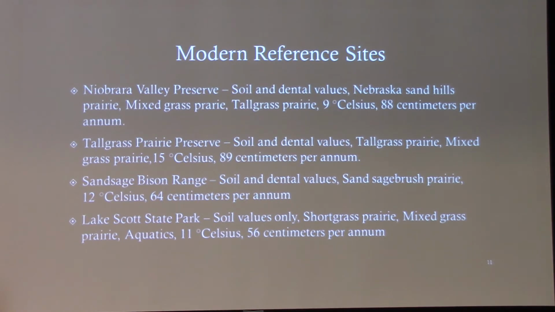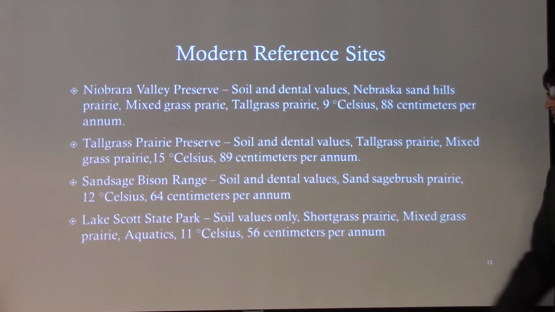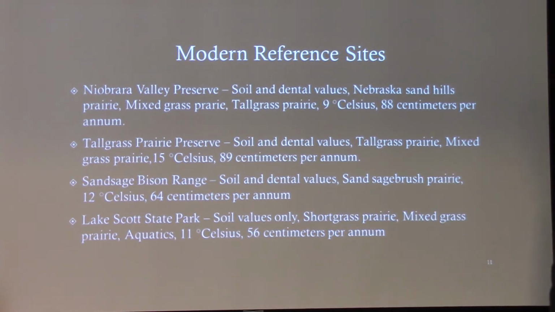Our average yearly temperature is 12 degrees Celsius, and it receives 64 centimeters per annum of precipitation. So it's significantly more xeric here in Sand Sage. And then Lake Scott State Park, we only have soil values from here, but it was included because it is a very typical short grass prairie system.